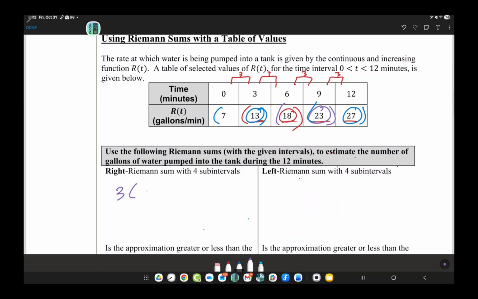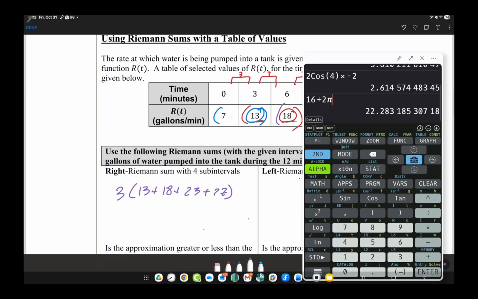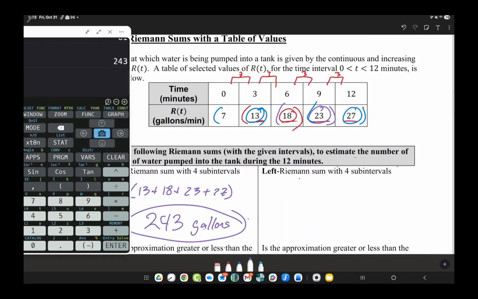So 3 times 13 plus 18 plus 23 plus 27. Well, I don't know what that is, so 13 plus 18 plus 23 plus 27 times 3, 243, and this is gallons. So for the right side, we're using the right values.